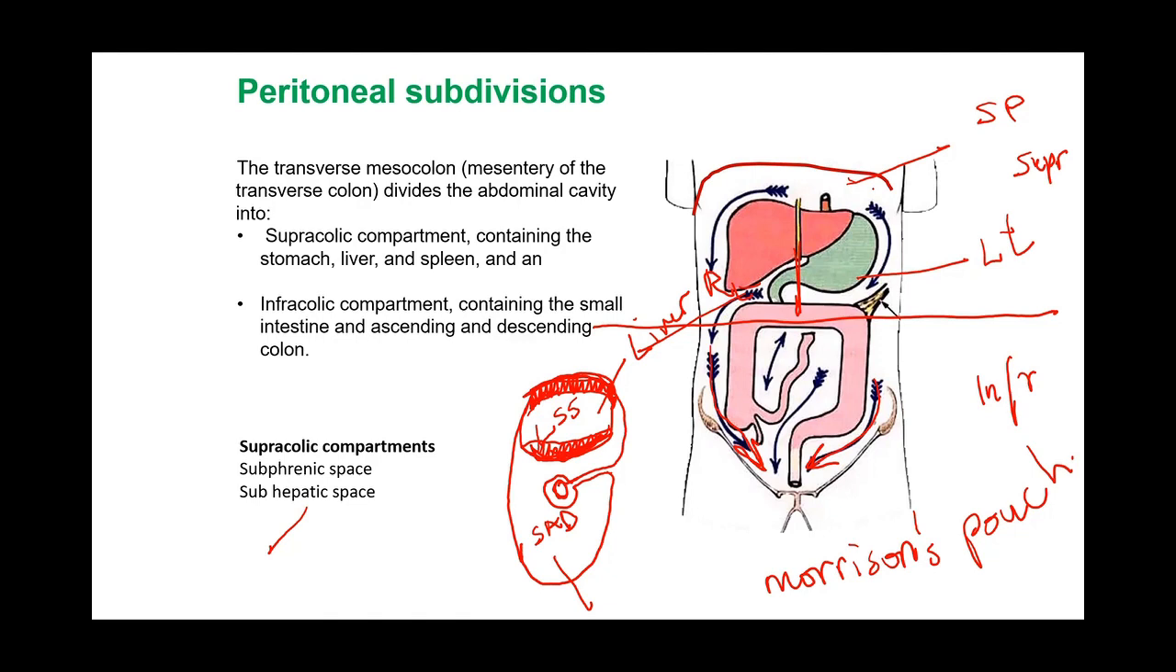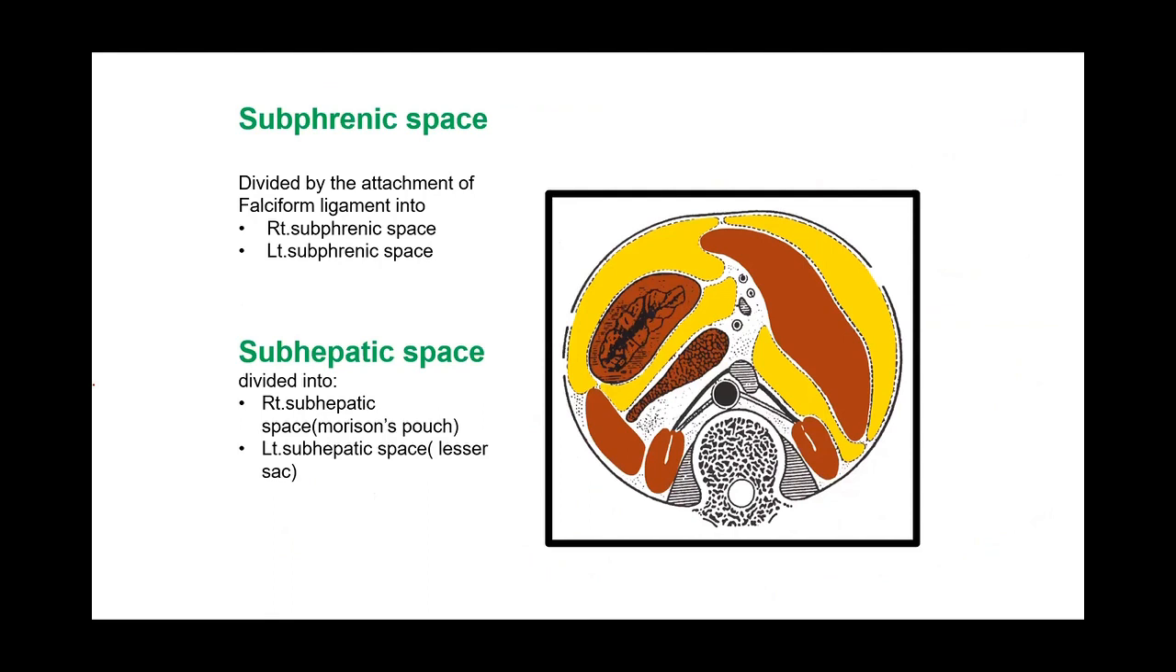Intrapelvic abscesses collect in these spaces, as well as interloop abscesses between the small intestine. What is the connection between the supra and the infracolic compartment? What is the connection?